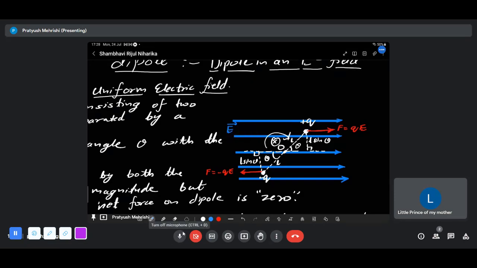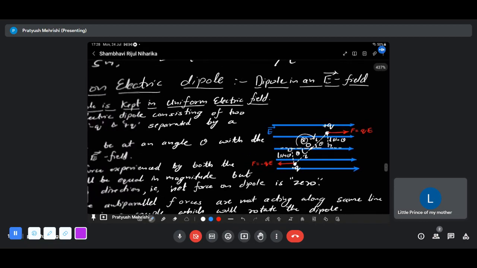If the length of the dipole is 2L, then what will be the length of that perpendicular section? L sine theta in both cases. Because the total length was 2L, it is L sine theta. Now we have the force and we have the perpendicular distances.